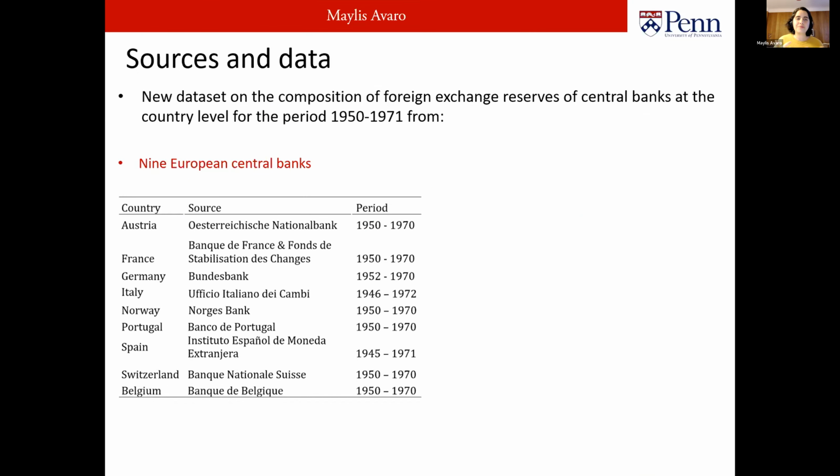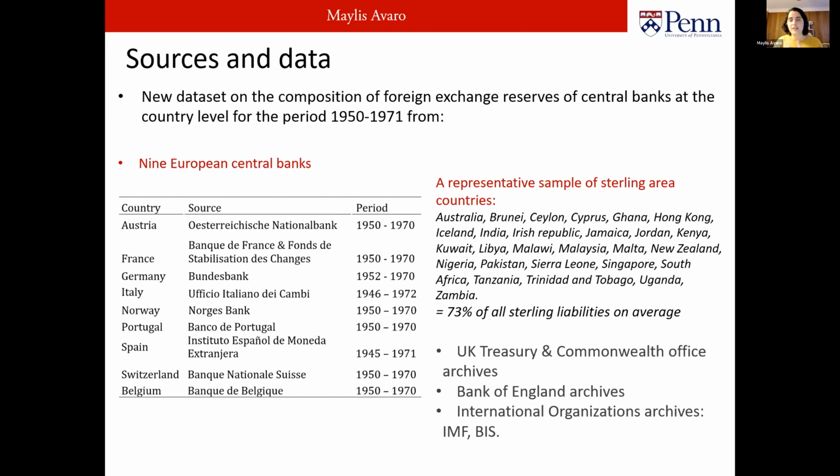To do so, I visited archives in European central banks. So I have a panel data set of 9 European central banks for which I have the share of sterling in reserves. And I complement this data with a sample of sterling area countries. So I have most of the sterling area. My sample represents on average 70% of sterling liabilities held in this region. I build this data based on archives in the UK and in international organizations.